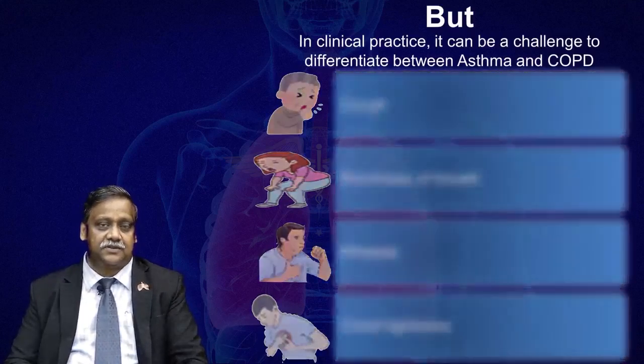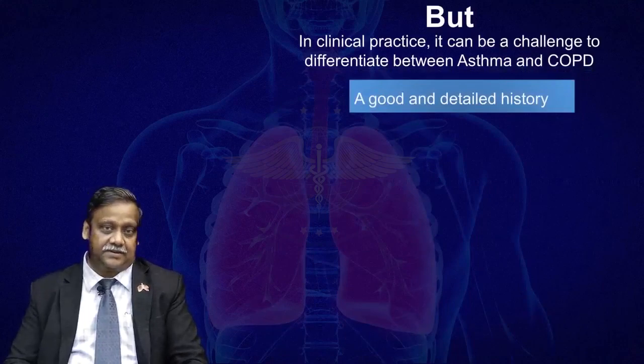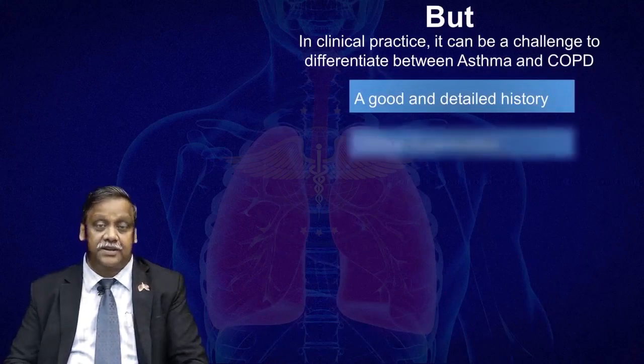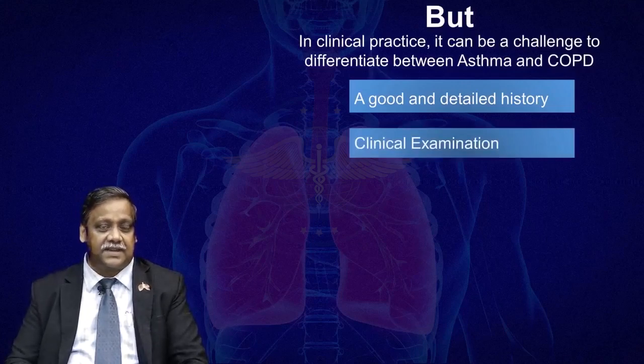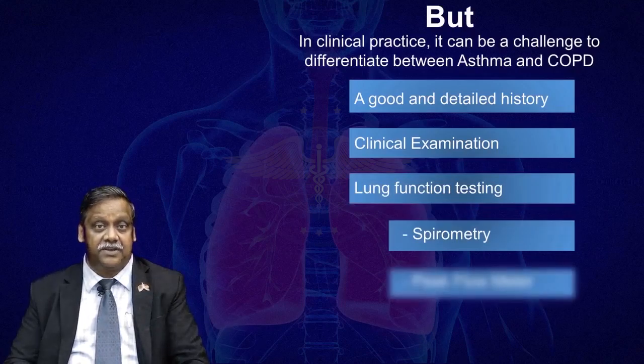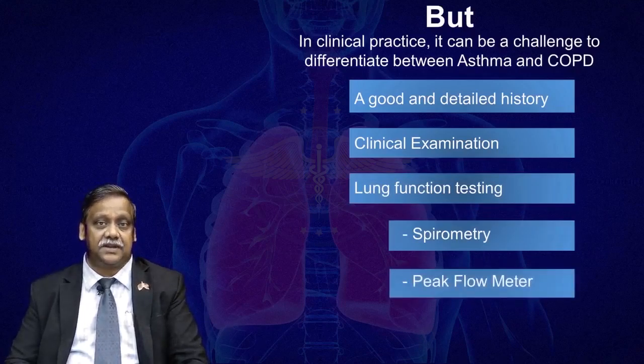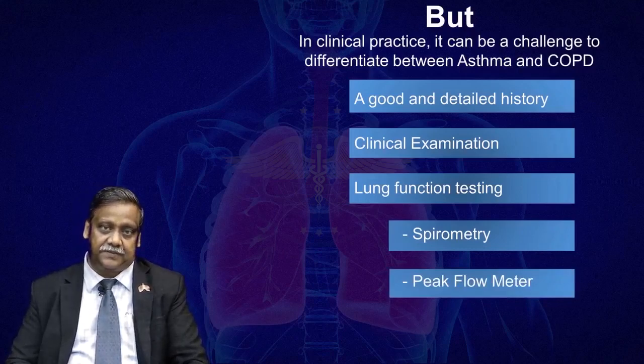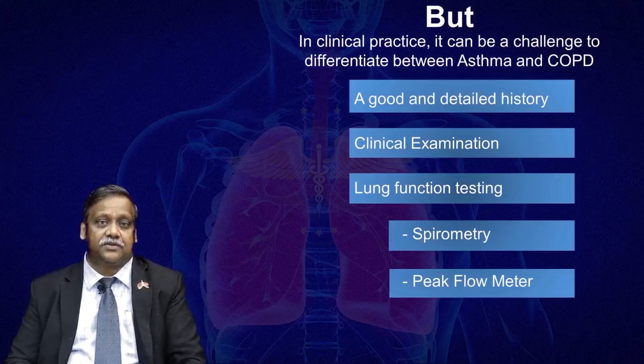So first and foremost, you must take a good and detailed history, because that is going to give you a lot of clues whether this is asthma or whether this is COPD. This should be followed by a good clinical examination. If you look for certain signs and you find them, you know that this is more likely to be asthma or more likely to be COPD. And I'll share with you these secrets. And finally, if you have access to a lung function test such as a spirometer or a peak flow meter, then how to use these tools in not only making a diagnosis but also differentiating between asthma and COPD. So let us start with a good history taking.